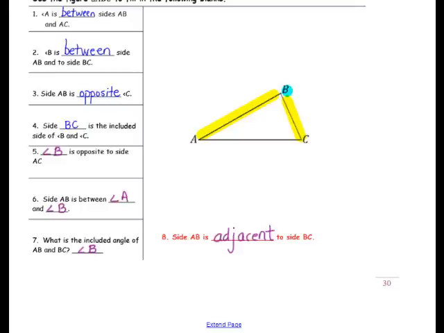When you are identifying relationships between sides and angles, it's often helpful to either draw and relabel the triangle several times so that you can highlight, or you could lay toothpicks down on the sides to look at the relationship.